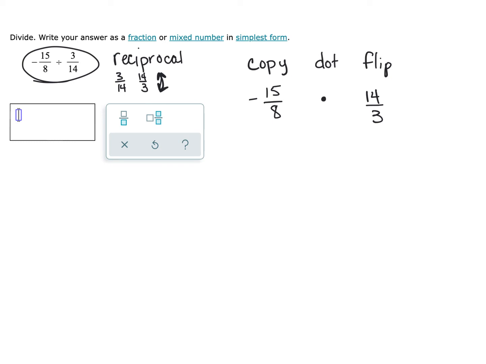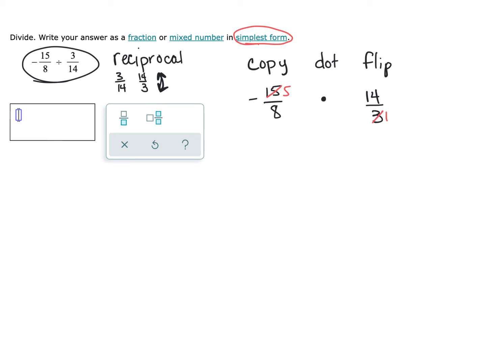And now since we have a multiplication problem, we can multiply straight across, or if we see some simplifying that we can do ahead of time, I much prefer to work with smaller numbers if I can. And I do notice that I am asked to put this in simplest form, so I'm going to start there. Any numerator can be reduced with any denominator. And so I see that 15 and 3 share a common factor of 3. So 15 divided by 3 is 5, and 3 divided by 3 is 1.